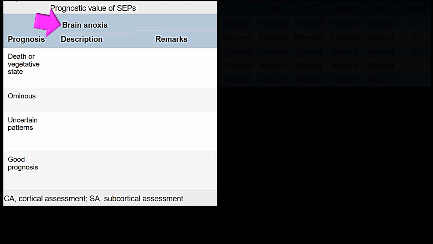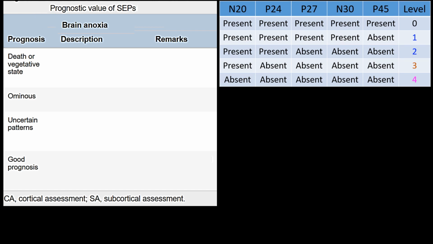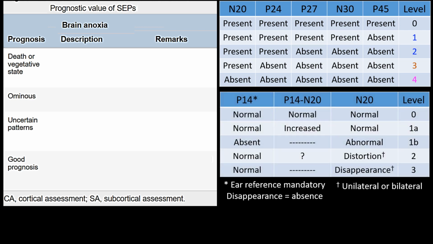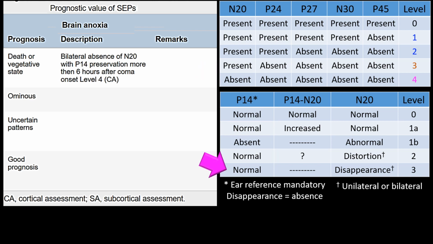So, patients with brain anoxia, by using the levels based on the previously described classification of cortical assessment and subcortical assessment, this author concluded that a prognosis of death or vegetative state can be given to patients with bilateral absence of N20 and preservation of P14 if these results were obtained more than 6 hours after an anoxic episode. This consists of a cortical assessment level of 4 with a subcortical assessment level of 3. This pattern is associated with no possibility of recovery, and according to the authors of these papers, justify waiving resuscitation.